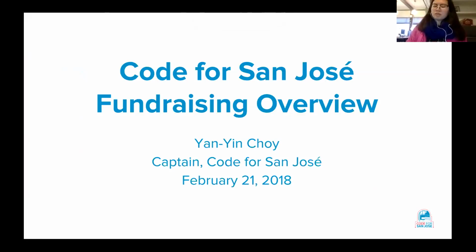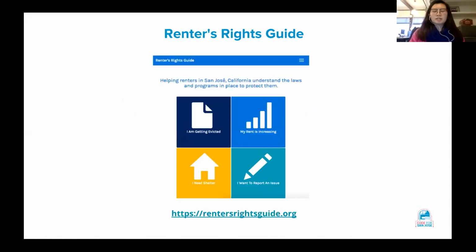So a little overview about our chapter. We started back in 2013, so we're pretty new. We typically have bi-weekly meetups, and during our Civic Hack Nights, we usually have about 20 to 40 attendees on average. We don't do too many big events, maybe a couple times a year, like National Day of Civic Hacking or Open Data Day.